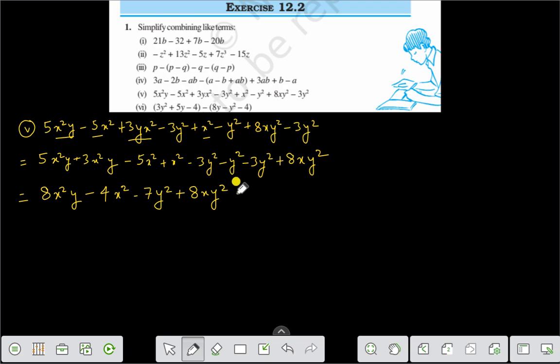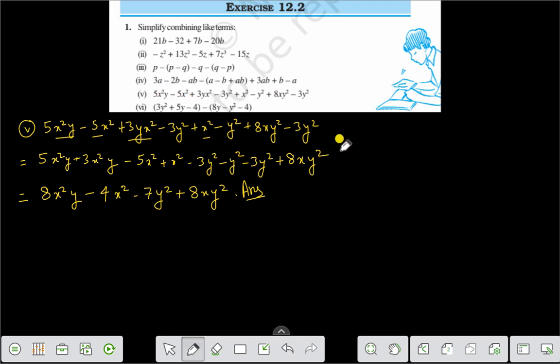This is the answer of question number 5. That is 8x square y plus 8xy square minus 4x square minus 7y square. Right? This is the answer of question number 5.